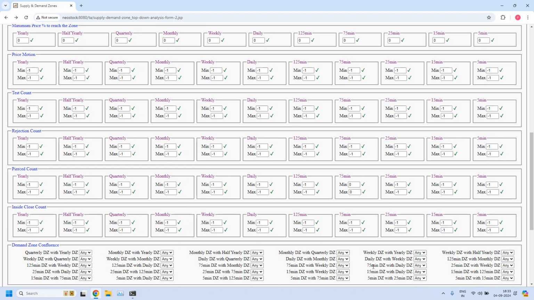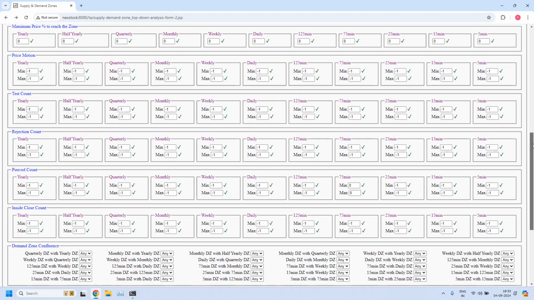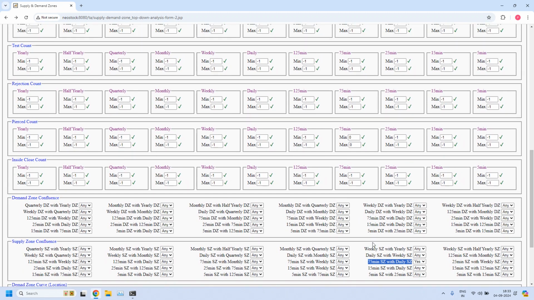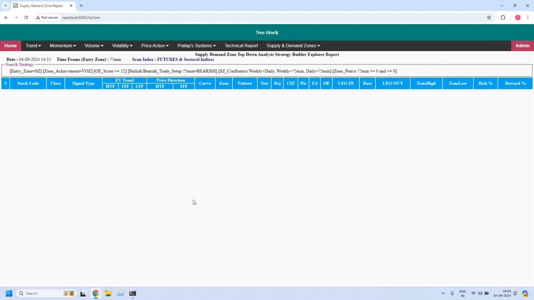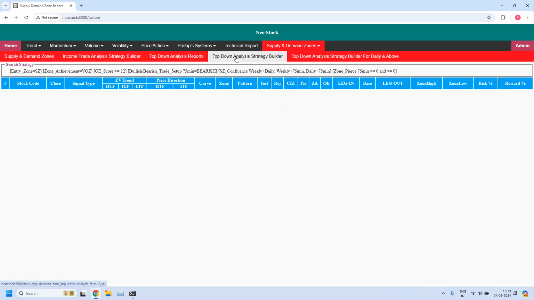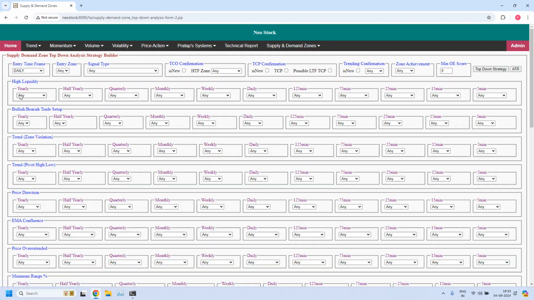Sorry, this is demand zone, supply zone confluence, 75 supply zone with weekly, daily supply zone with weekly is also enabled. Now let's filter. So none of the stocks are having LTF, ITF, HTF confluence for bearish trade setup for weekly income trade. So next one is a bullish trade setup for daily income trade.